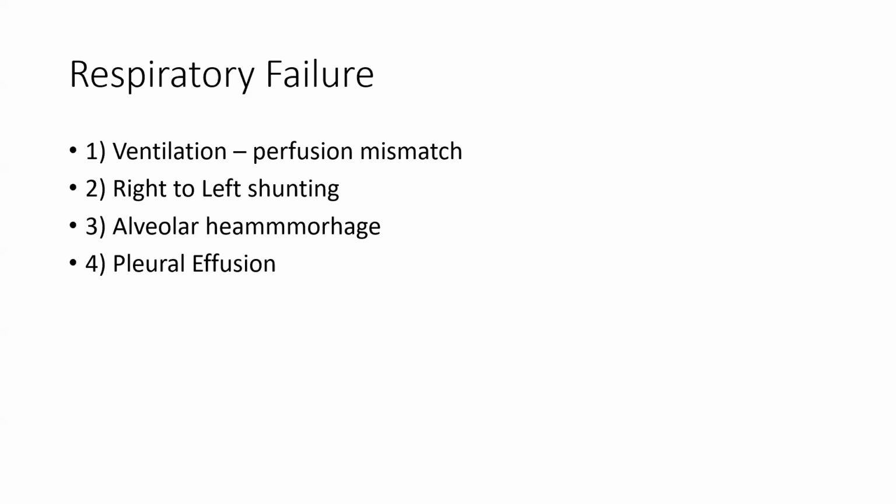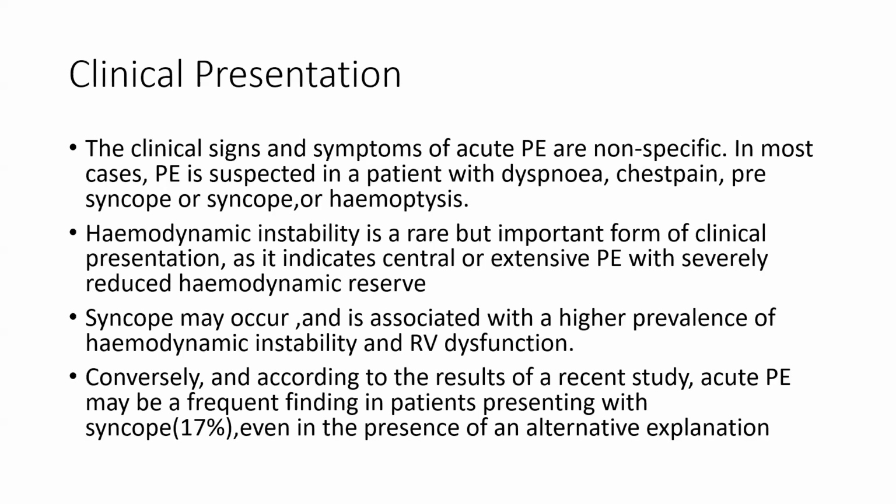So, respiratory failure. The next manifestation of pulmonary embolism is respiratory failure, which occurs because of ventilation perfusion mismatch, right to left shunting, alveolar hemorrhage, and pleural effusion. So let's talk about clinical presentation.